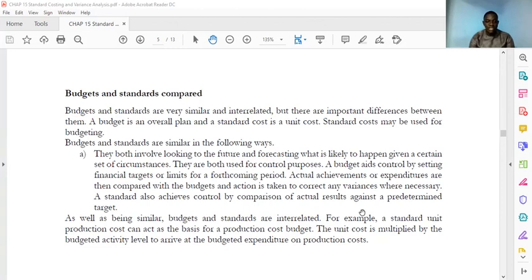For example, a standard unit production cost can act as the basis for a production cost budget. The unit cost is multiplied by the budgeted activity level to arrive at the budgeted expenditure on production cost. So there's a very thin line between a standard and a budget, and that is what has been explained. We use standard cost to budget. They are all used for control purposes and also to correct any variances. Okay, good.